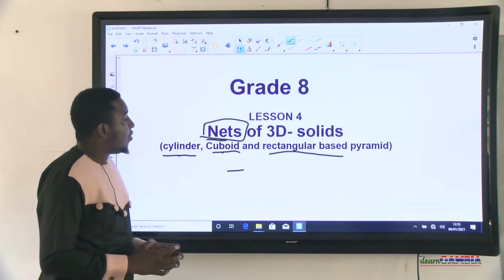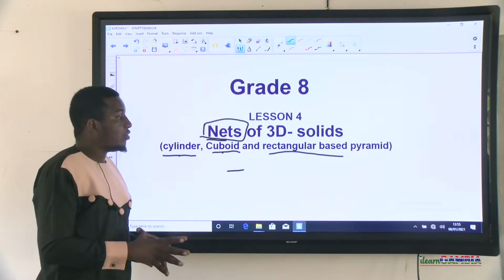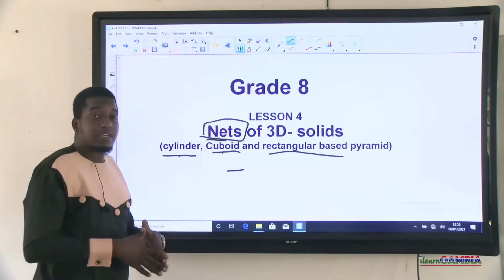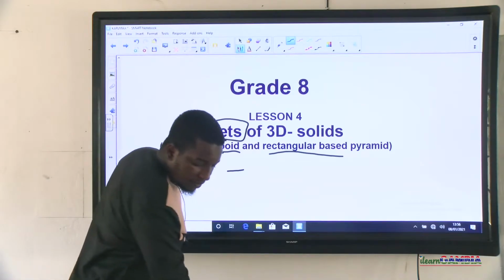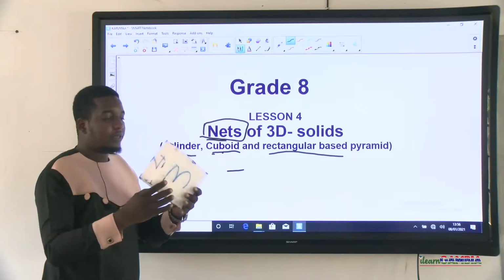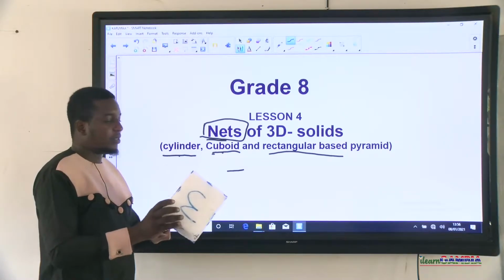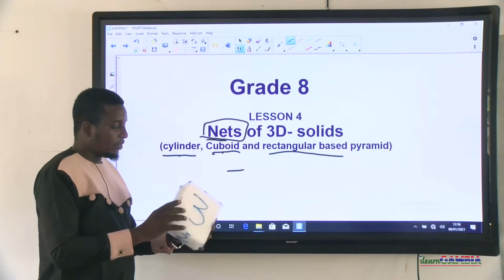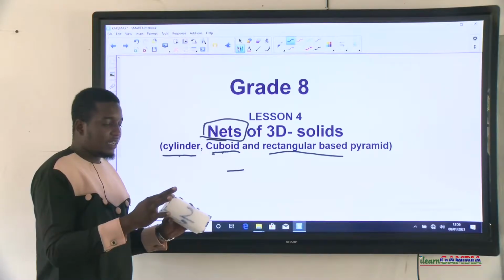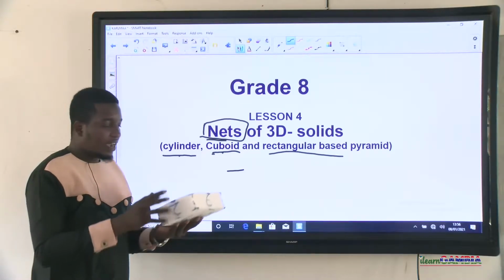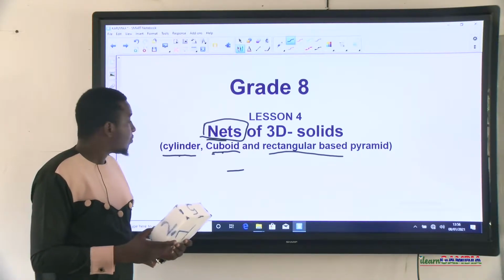What brings about the idea of a net of a solid is that solids are three-dimensional shapes, and in order to form a three-dimensional shape, we have to bring together two-dimensional shapes. If you look at a cuboid, for instance, this is a cuboid. What we know about cuboids is that they are solid shapes that have six faces. They equally have edges and vertices.